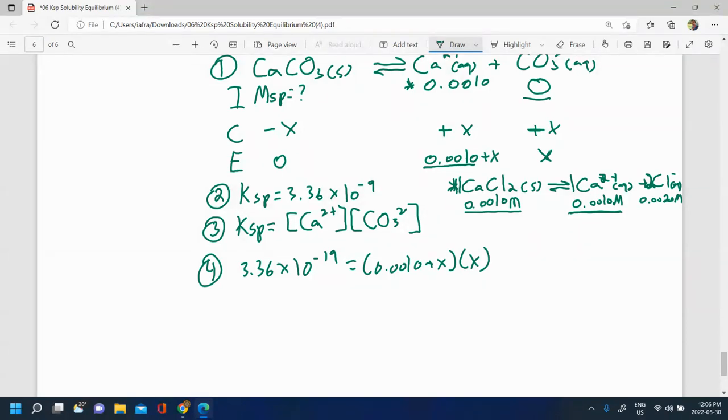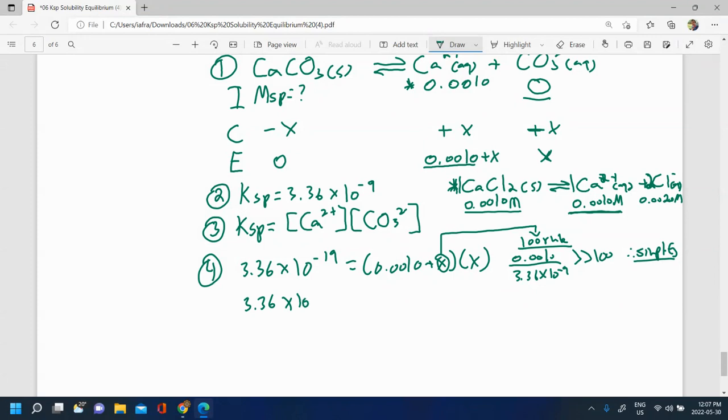You could use a quadratic formula, but I do want to test my 100 rule out over here because I want to find X. So 100 rule, we'll do the initial concentration, 0.010, over the Ksp, which is 3.36 times 10 to the power of negative 9. And if you put that in your calculator, you're going to see that that's much greater than 100. So therefore, we can actually simplify that. We can remove this X.